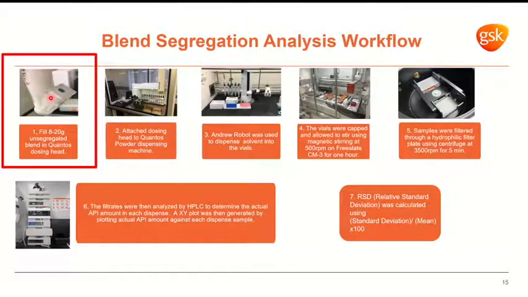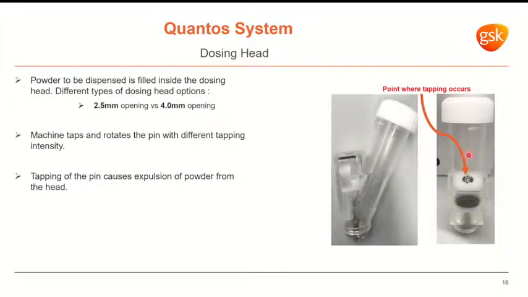Talking more about the dosing head, this is how the dosing head looks. This is the side picture of the dosing head, and this is how it looks from the front. Here you can see that there is a small point. This is where it is going to be attached to the machine, and this is where the tapping is going to occur. And when the machine taps over here, it is going to result in this.